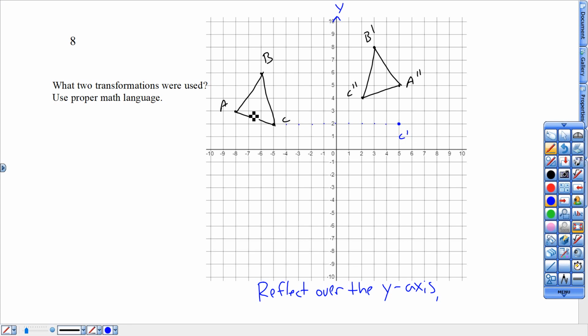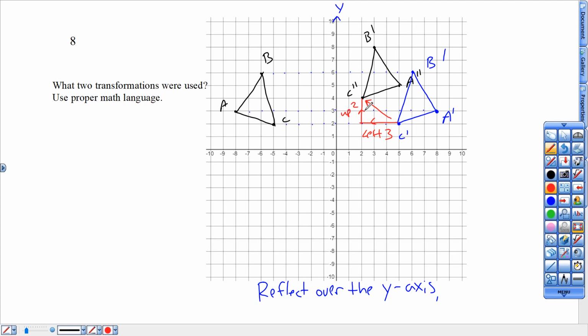A, 1, 2, 3, 4, 5, 6, 7, 8. 1, 2, 3, 4, 5, 6, 7, 8. And then if I do B, 1, 2, 3, 4, 5, 6. 1, 2, 3, 4, 5, 6. And if you look, once I reflect it, then I could see. Now all I got to do is chart the translate, and it looks like it's going left 3 boxes and then up 2. So left 3, up 2.